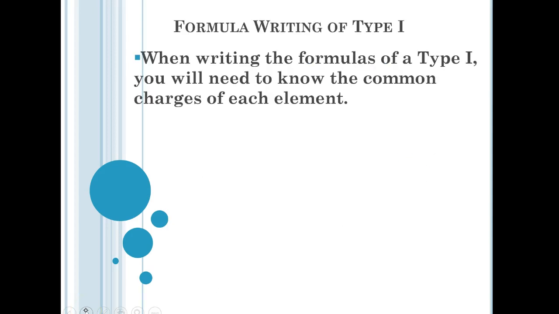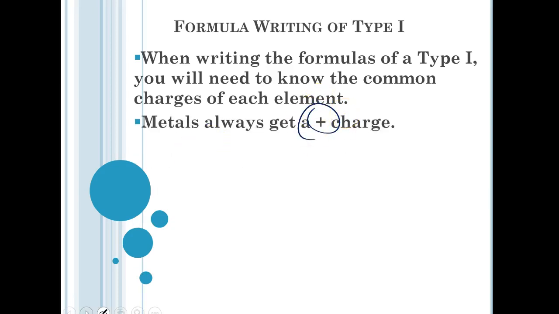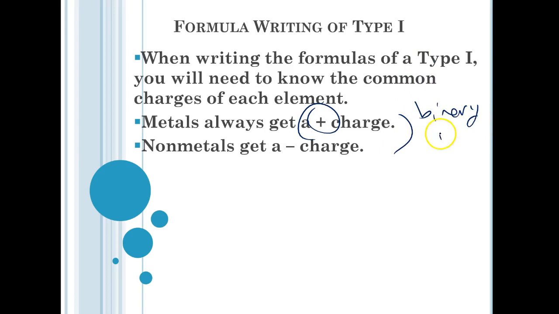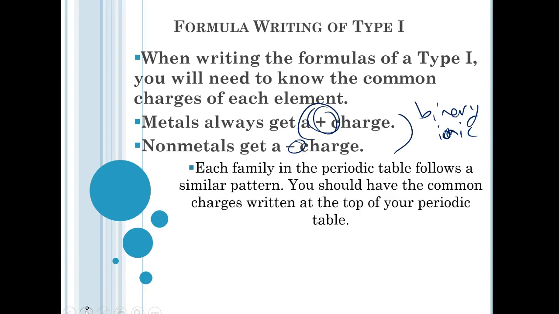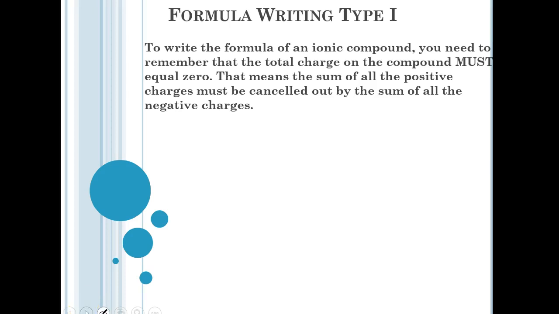So, all right, formula writing, though, is a little bit different. In formula writing, you need to know the common charges of each element. Now, we did that as part of your periodic table. In the last chapter, we talked about the common charges that each ion gets. Metals are always positive, and nonmetals are always negative. And these are, again, binary ionic compounds. These are always positive as long as it's the two of them together. And each family in the periodic table follows a common pattern. You should have them written there, but I'm just going to run through them real quick.